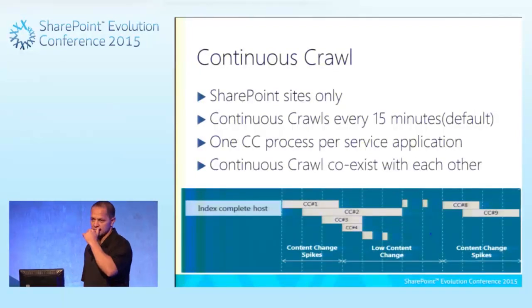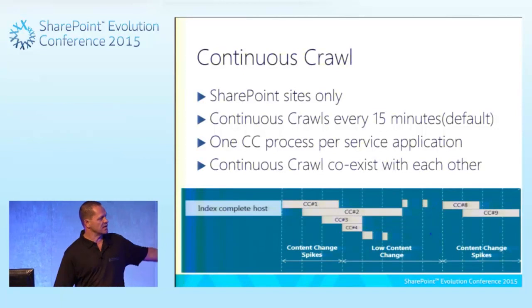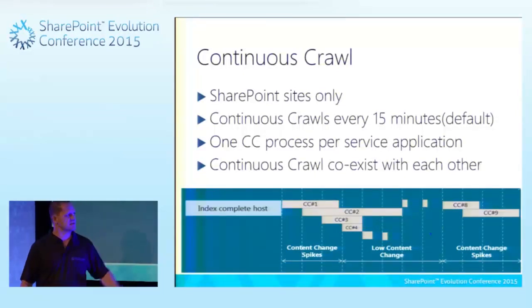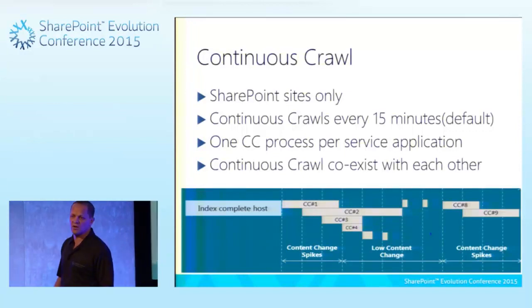They do coexist. All right, that's an obvious one. You can see that clearly by the diagram here. This is just content change spikes. There's low spikes, and they're really quite independent of each other.